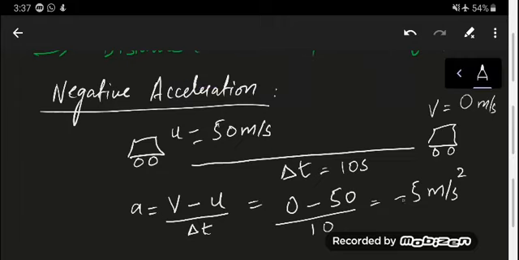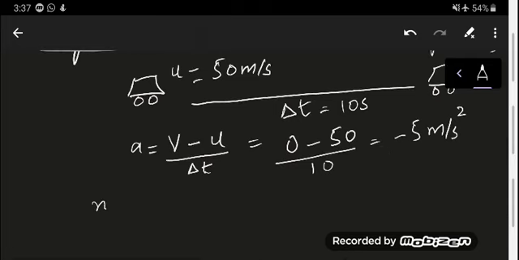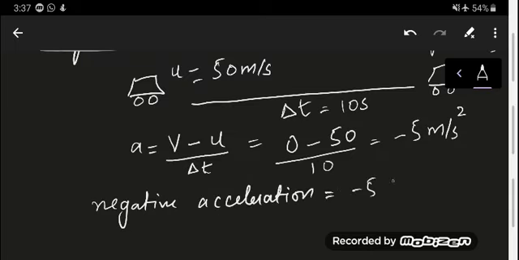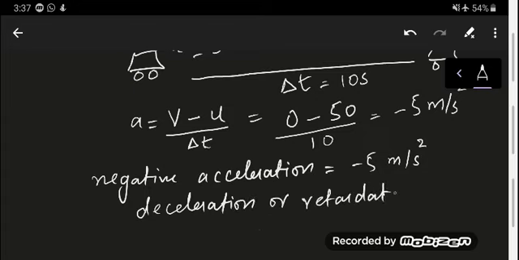So you see the difference? Now the acceleration is negative. So negative acceleration here is minus 5 meter per second square. If I'm going to write deceleration, I'll only state 5 meter per second square because the word deceleration already signifies that minus is already there. So deceleration or retardation here is 5 meters per second square.